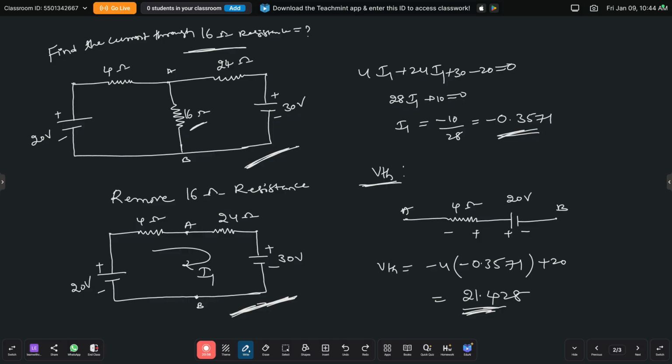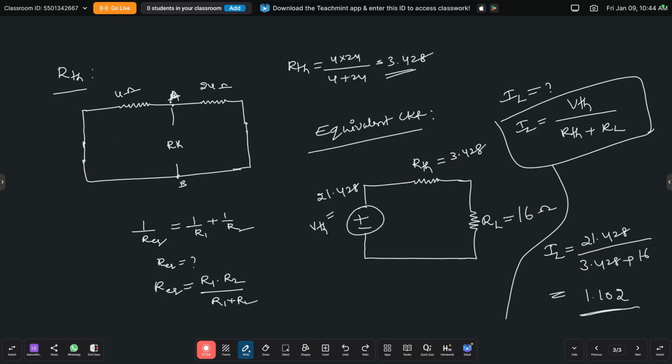Next we need to find the value of V Thevenin. To find V Thevenin, applying the voltage division rule is also useful, but here I'm taking a different procedure. You just redraw the circuit from point A to point B. You can draw it in either direction. I am taking this one. Here also, by applying mesh, we get V Thevenin equal to 21.428. Next we need to find the value of R Thevenin.